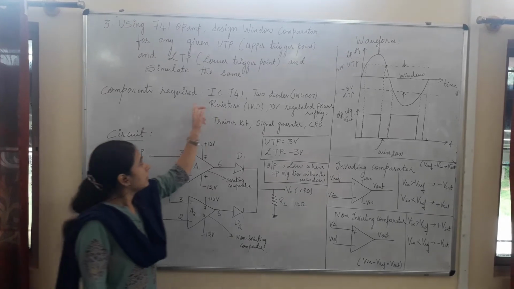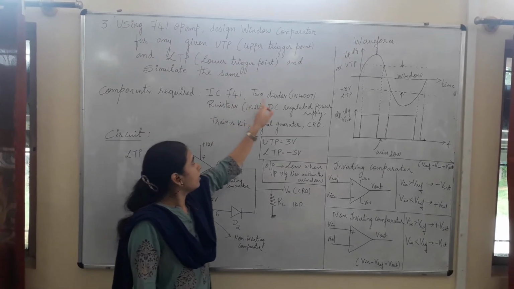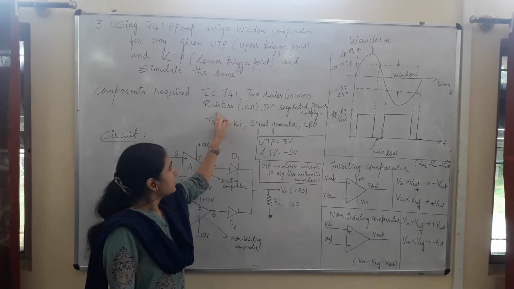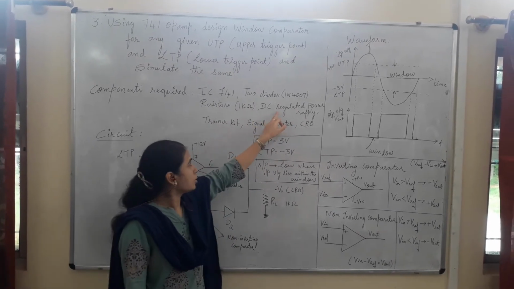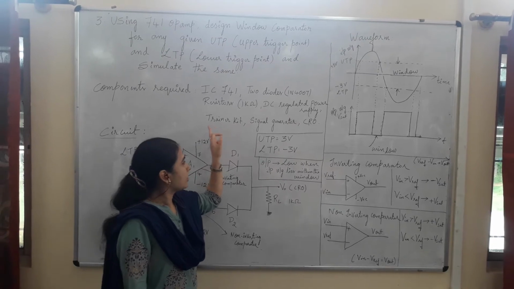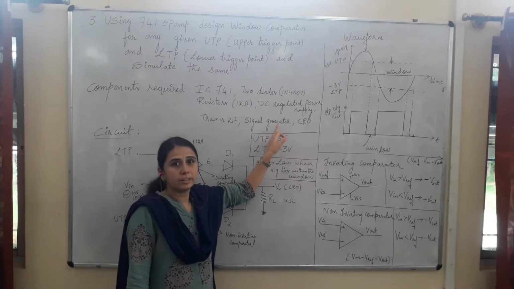Components required are 741 IC, which is an op-amp, and we require 2 diodes, resistor of 1 kilo ohm, DC regulated power supply for the reference voltages, trainer kit for connecting the circuit, and signal generator for giving the input.